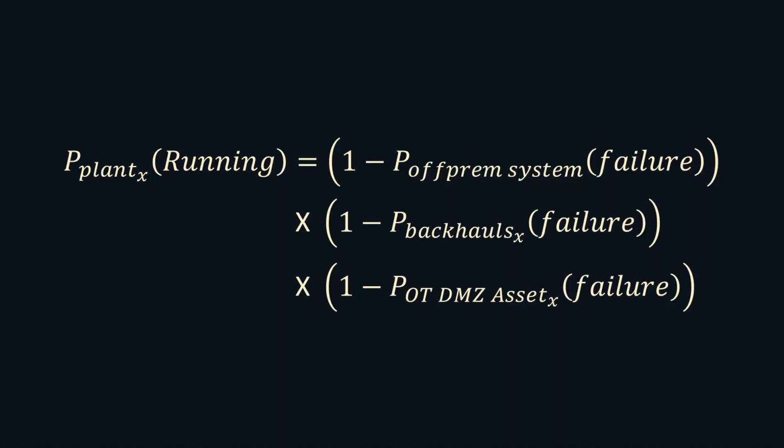Now, if we unpack that, you get this formula, which is the probability of a particular plant running is equal to 1 minus the probability of that off-prem system failing, times 1 minus the probability of the backhaul failing, times 1 minus the probability of that OT DMZ asset itself failing. This is, I promise you, the only time I'm ever going to show you an equation. But if you draw this for people, and they're industrial engineers, the first thing they're going to say to you is, yeah, that's my model.